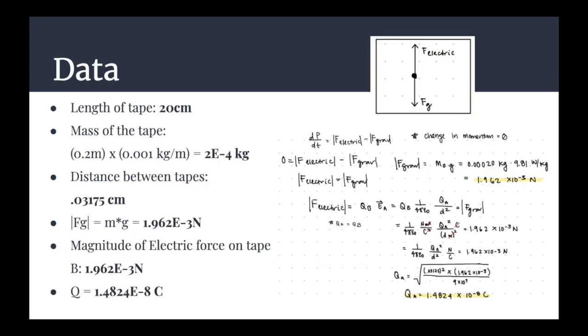The data collected goes as follows. The length of the tape was 20 centimeters. The mass was 2 times 10 to the negative 4 kilograms. The change in height of tape B was 0.03175 centimeters.